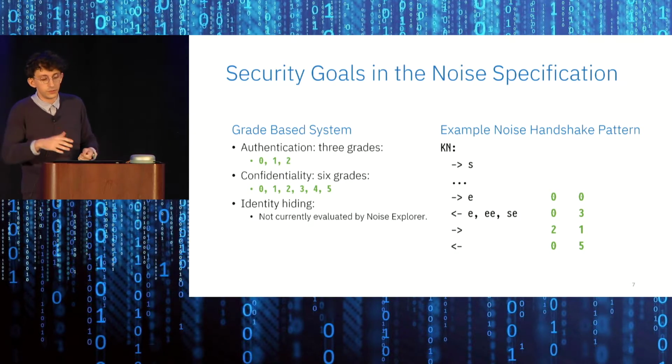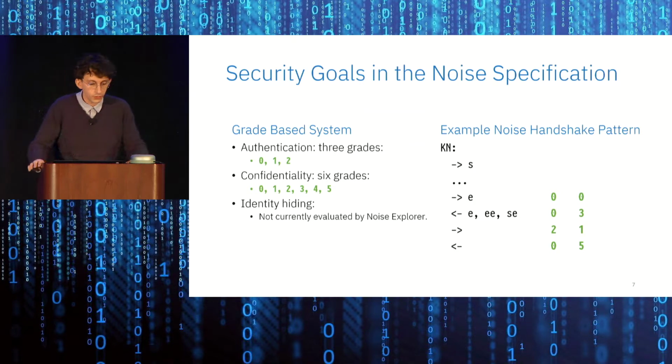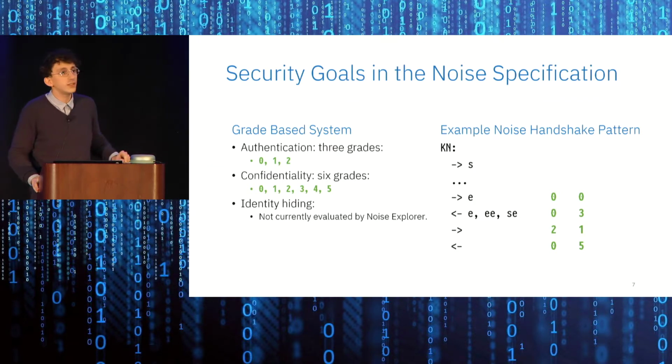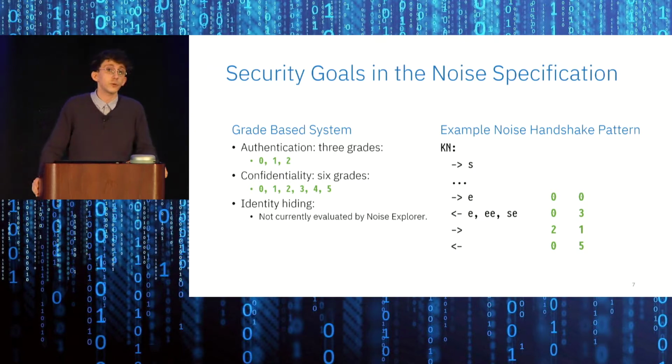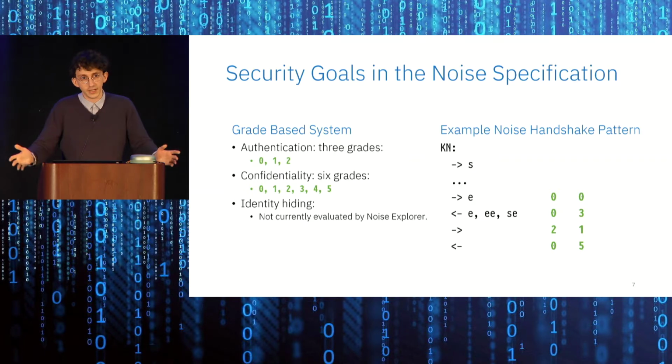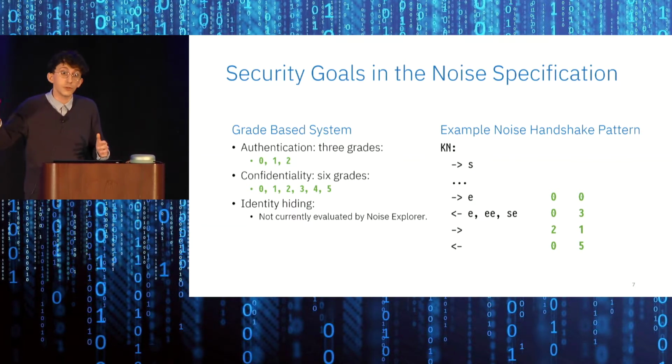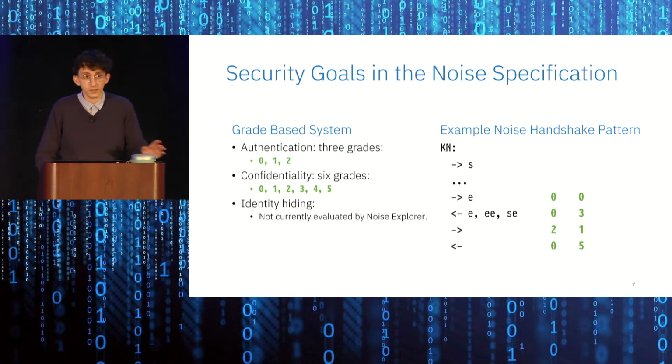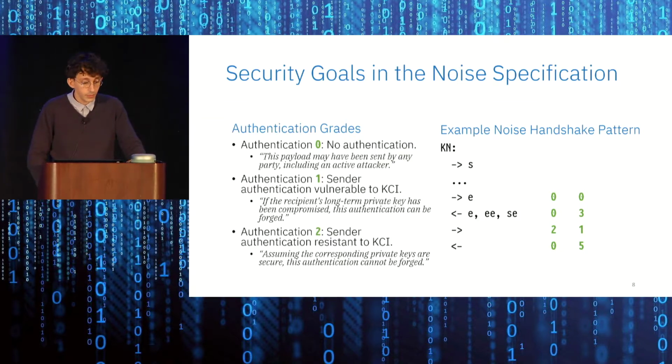We expand these to 5 in our analysis, but that's not important. And there's 6 confidentiality grades. There's also something called identity hiding, because Noise will also encrypt your long-term identity key or static key opportunistically. And so identity hiding is whether it will reveal to an observer your identity key or not. We don't analyze that, but it's important because the Noise spec certainly talks about it.